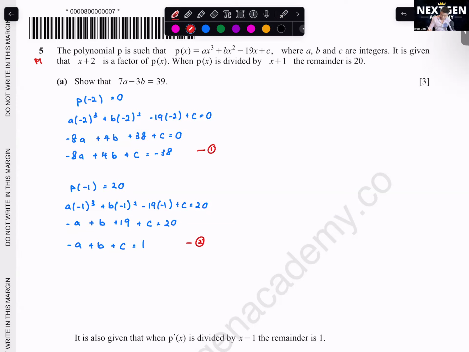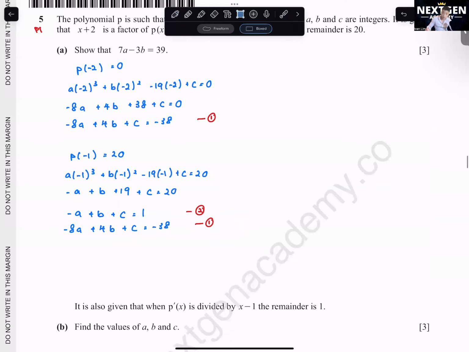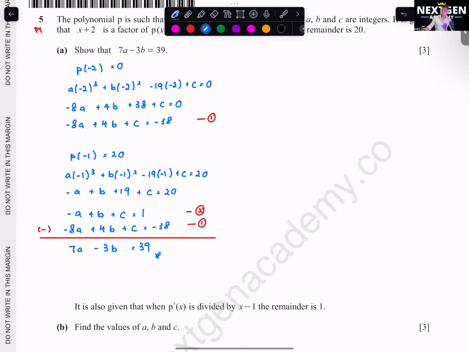I'll take equation 2 minus equation 1. Let's subtract all of this. Minus 1 minus a minus 8a, so it will be plus. This will be 7a minus 3b. c minus c will be 0. 1 minus minus 38, so 1 plus 38 will be 39. Okay, shown.